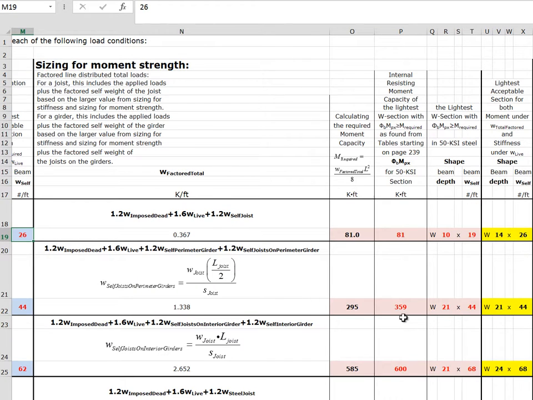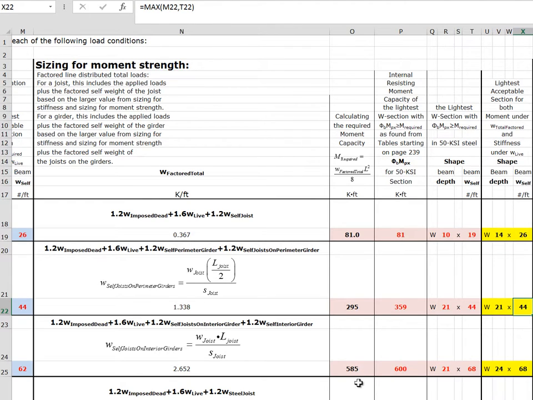So that's what we wrote, 359 kip feet for a W21 by 40. We got a W21 by 40 from stiffness. We got the same thing from moment. And so this is the final answer. This is the max of that and that, and they're both equal, so the max is equal to what they're equal to. So now we have 585.